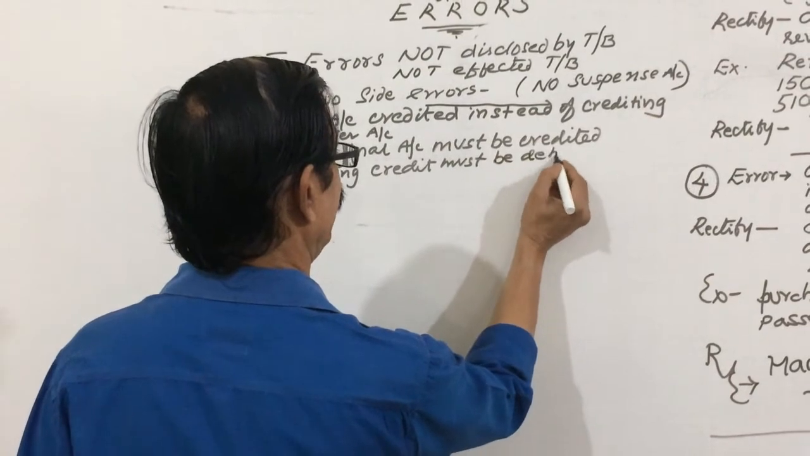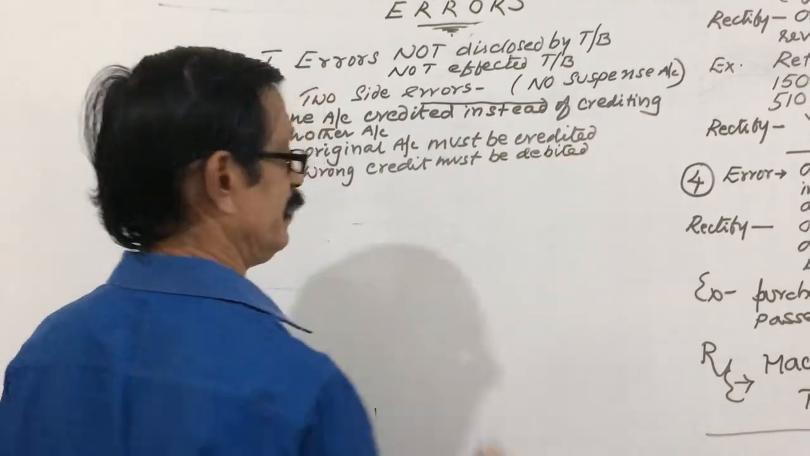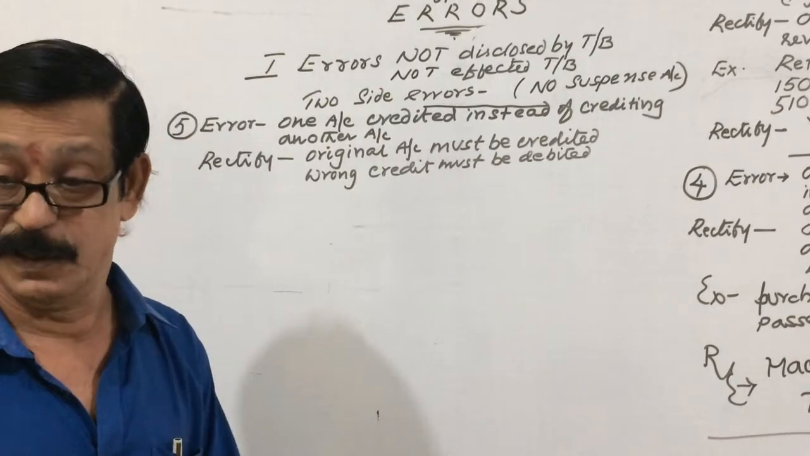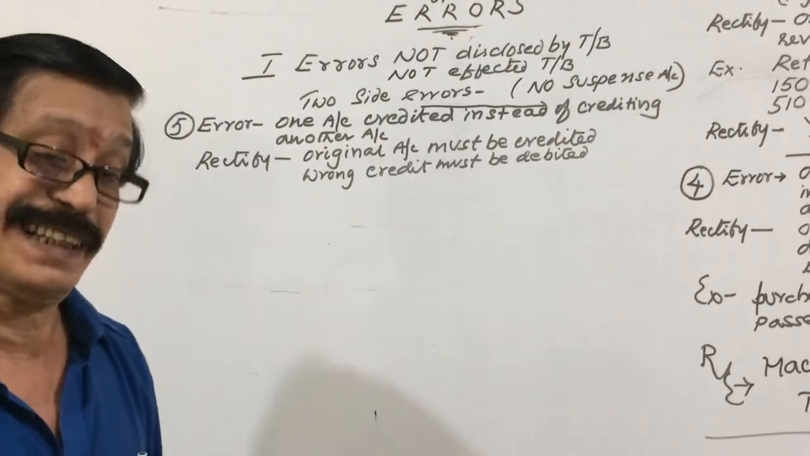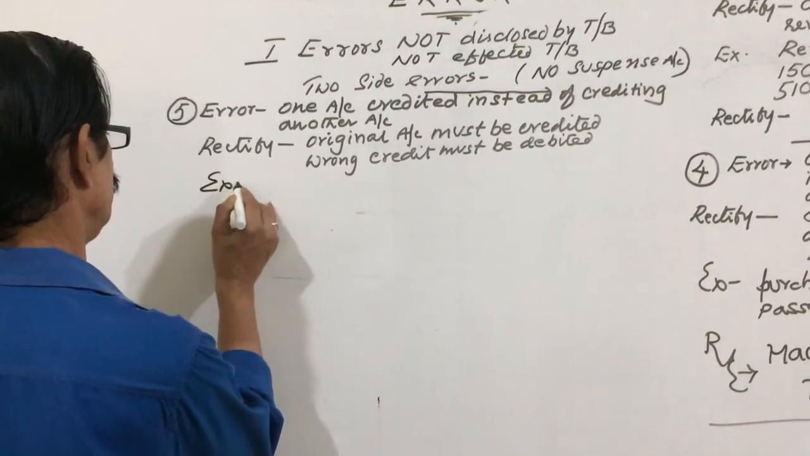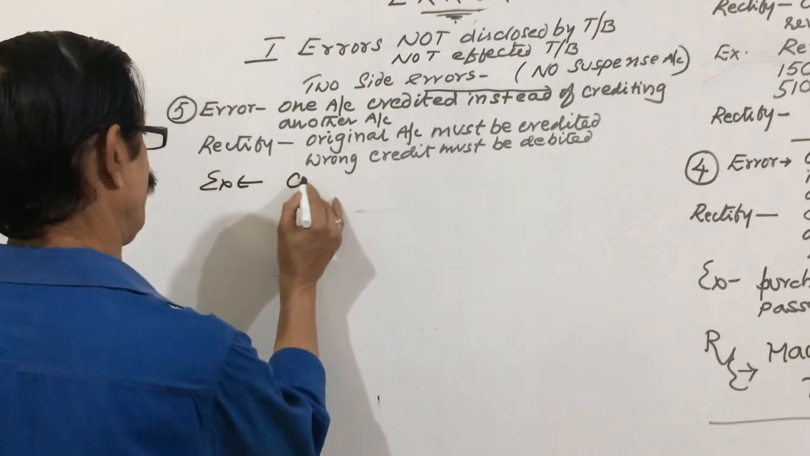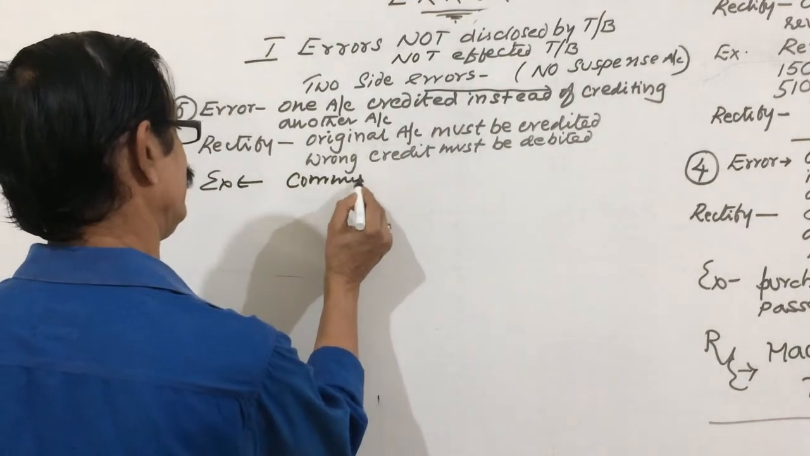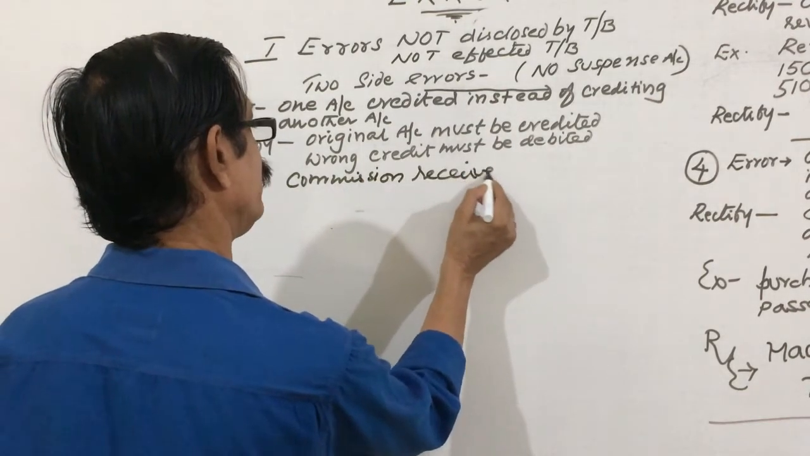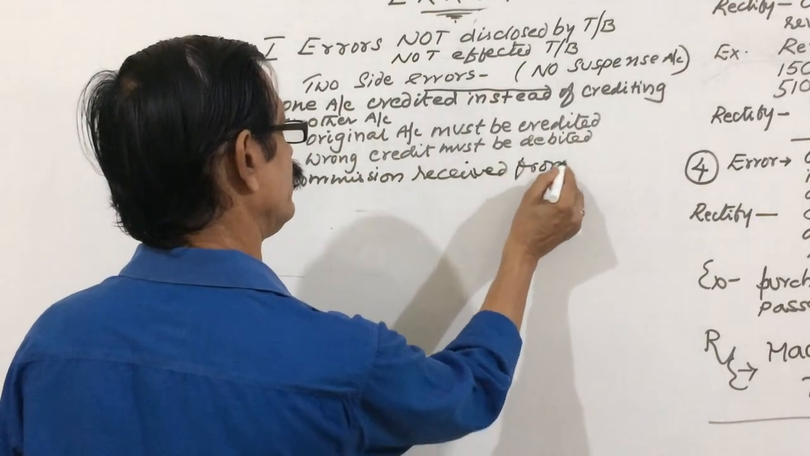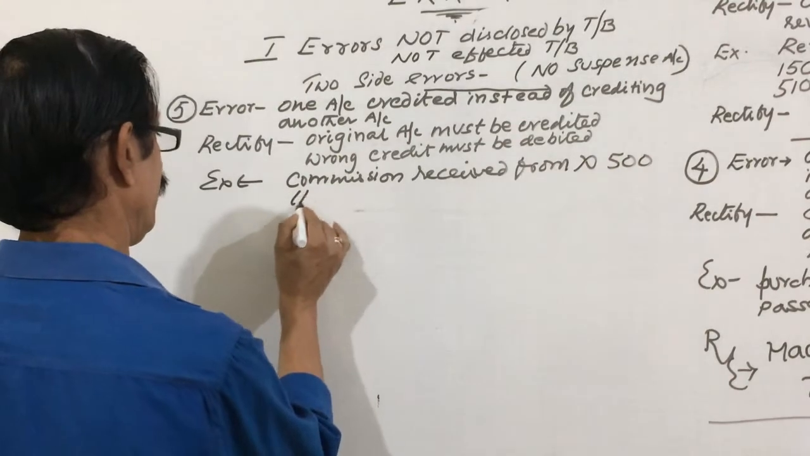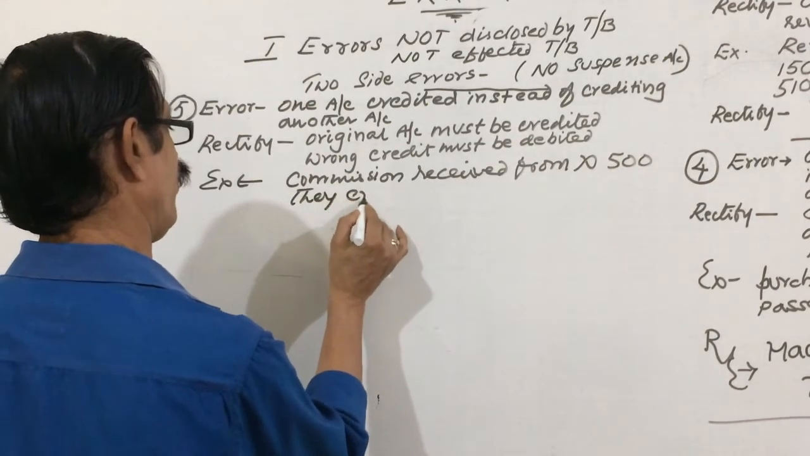Wrong credit must be debited. Well, original account must be credited. What they credited wrong, that must be debited now. Now, example: commission received from X, 500 rupees. They credited to Y.